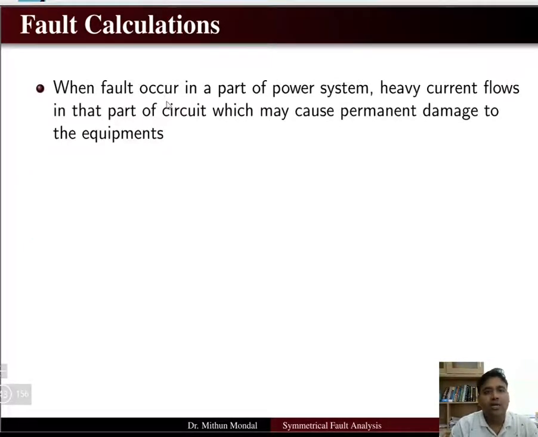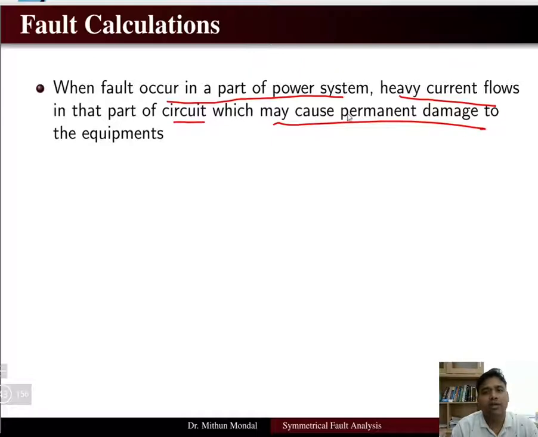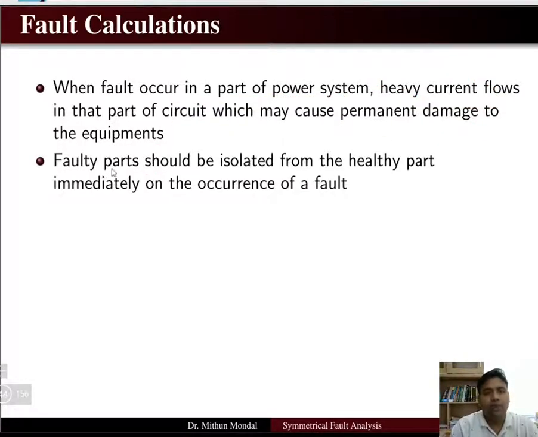So when a fault occurs in a part of a power system, then heavy current will flow in that part of the circuit, which may cause permanent damage to the equipment. So due to the occurrence of the fault, heavy current flows and it causes permanent damage of the equipment. The faulty part should be isolated from the healthy part immediately on the occurrence of the fault.